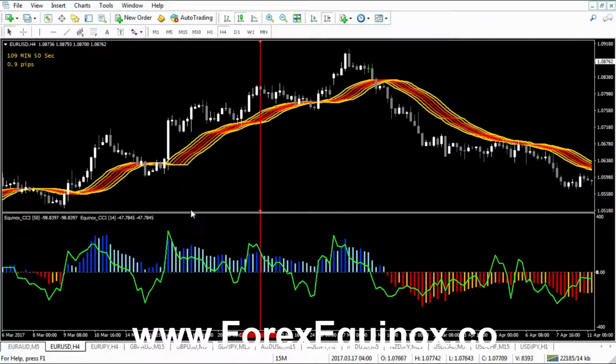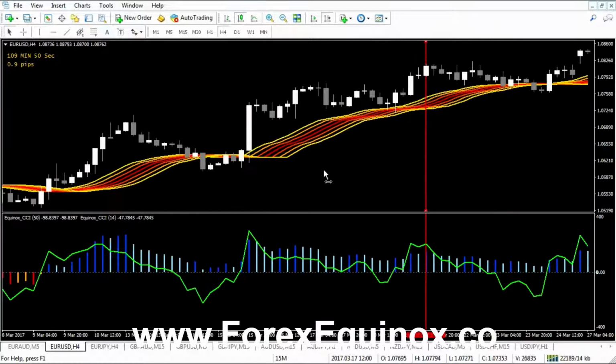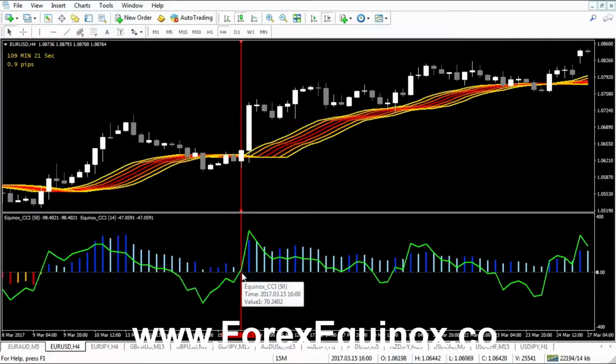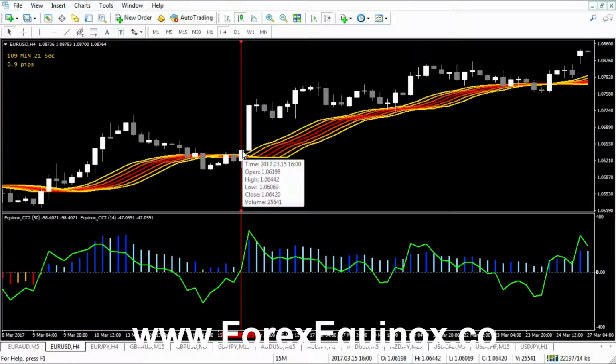The histogram remains blue, but the signal line drops below and it's now negative. We want it to come back positive. So let's zoom in. We want to find out exactly where that happens. Right here, the signal line comes back above that zero line. This little candle is the signal to go long. Once that candle closes, we can take a long trade.